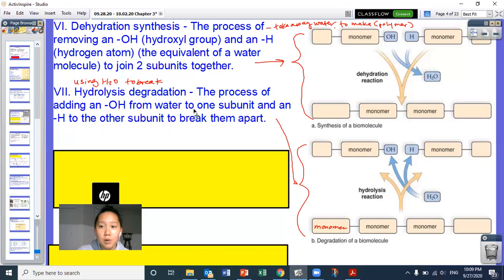So again, these are opposite processes, but they're important because in metabolism, we spend a lot of time making and breaking these polymers because either we need to use the energy, so we break them, or we're building them because we're storing energy, so we make the bonds.